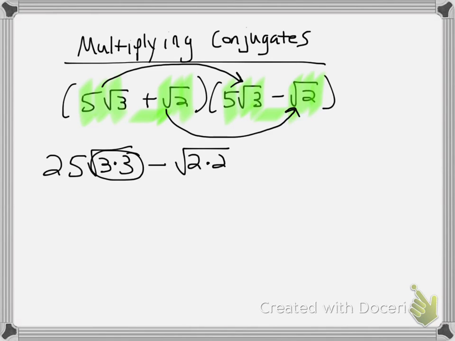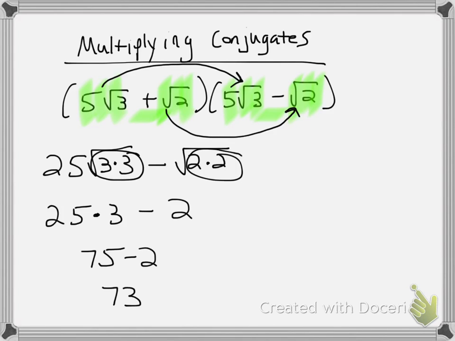Here's a set of 2, so this is really the same thing as 25 times 3. Here's a set of 2. We're really just subtracting 2. 25 times 3 is 75. We're going to take 75 minus 2 and get 73.